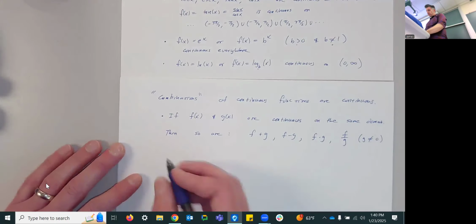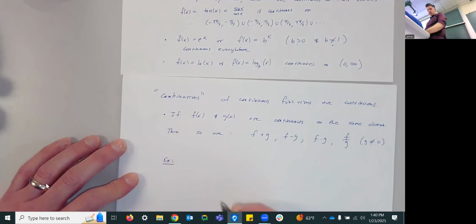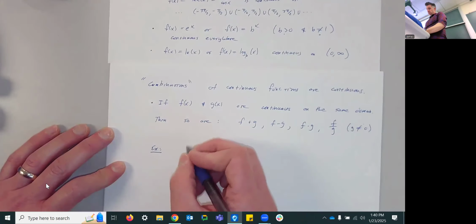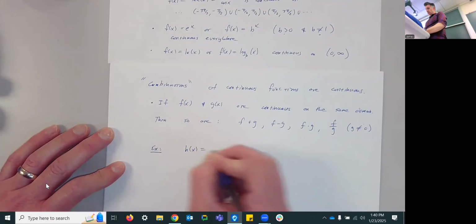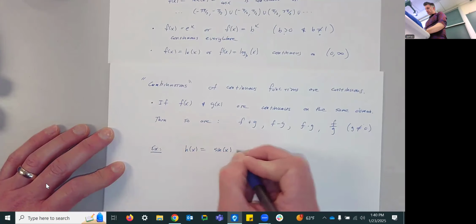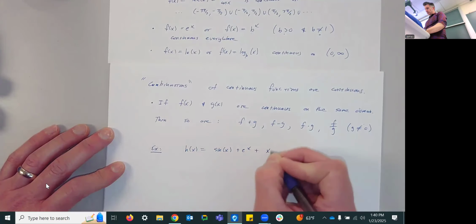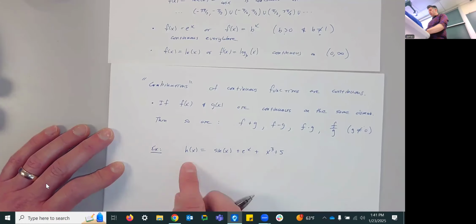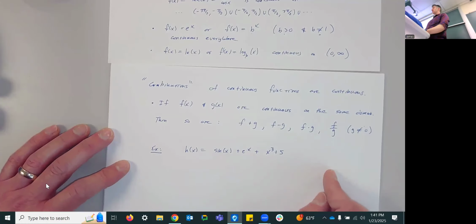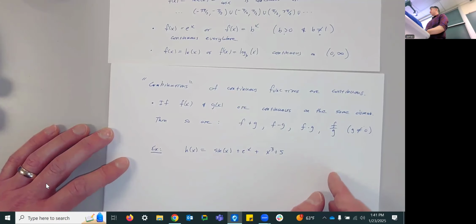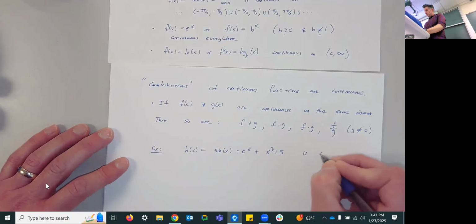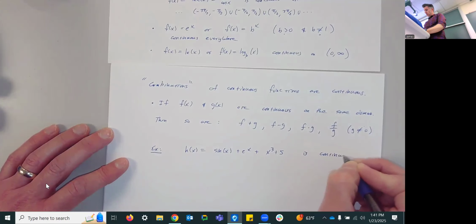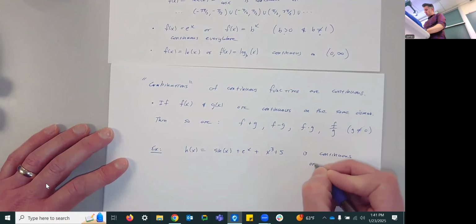So for example, h of x equal to sine of x plus e to the x plus x cubed plus 5. Well, since each of those functions on their own are continuous everywhere, this combination, this sum of continuous functions, is also continuous everywhere. Continuous on the interval from negative infinity to infinity.